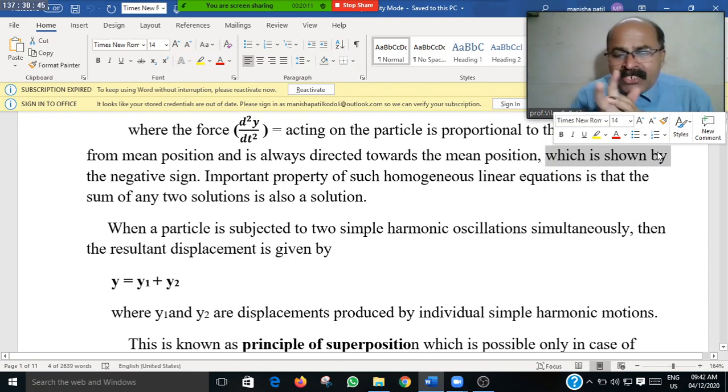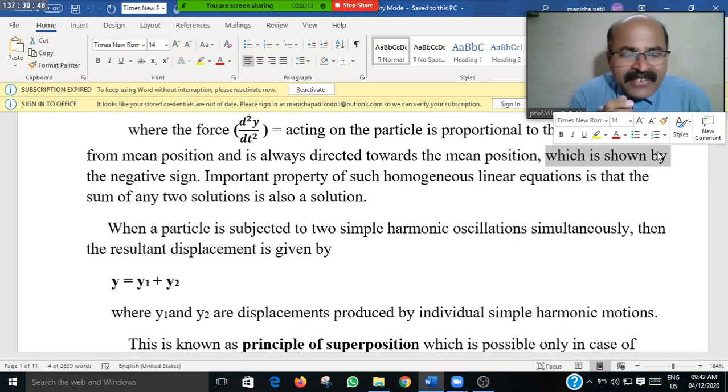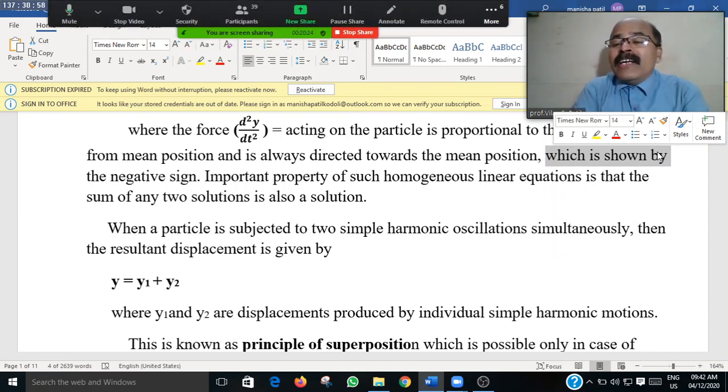An important property of such a homogeneous linear equation is that the sum of any two solutions is also a solution. What is the important characteristic of the homogeneous differential equation?